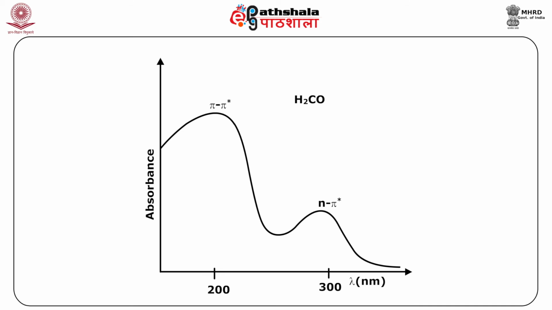And here you can see pi pi star is at a lower wavelength and it is more intense. N-pi star is at a higher wavelength and it is less intense, and this is the general behavior for all molecules which have carbonyl bonds.